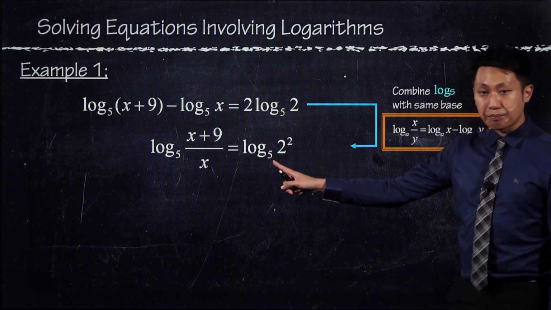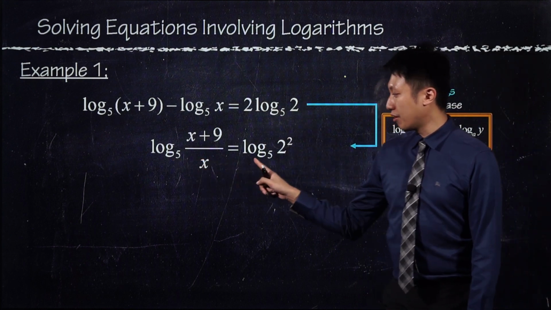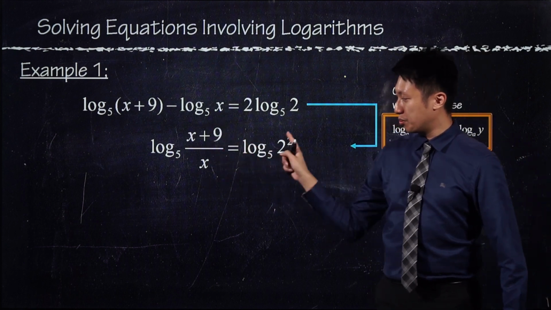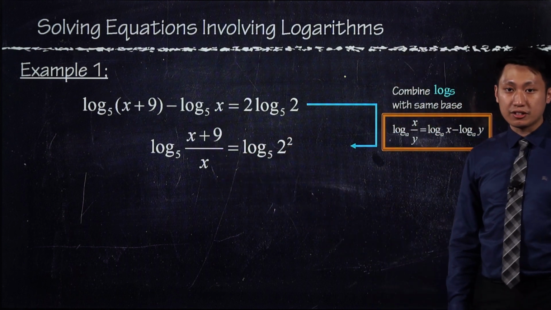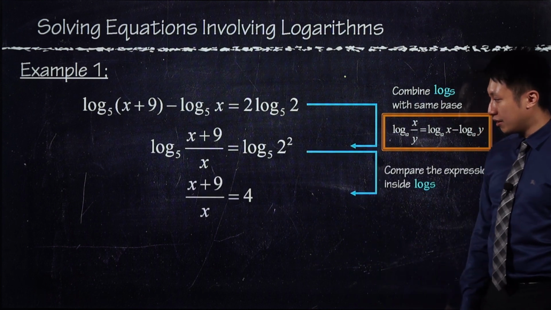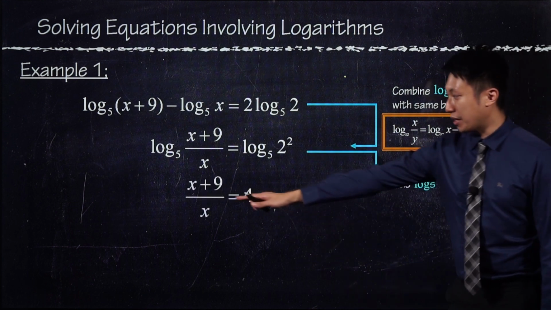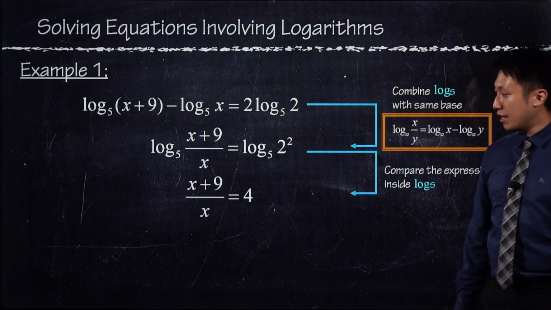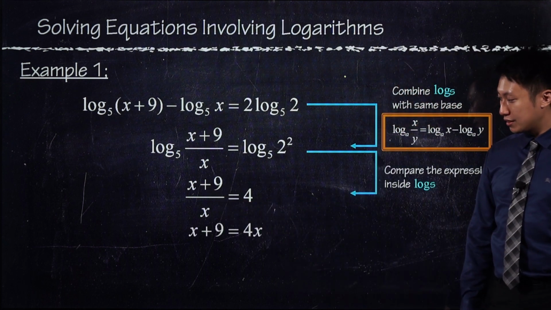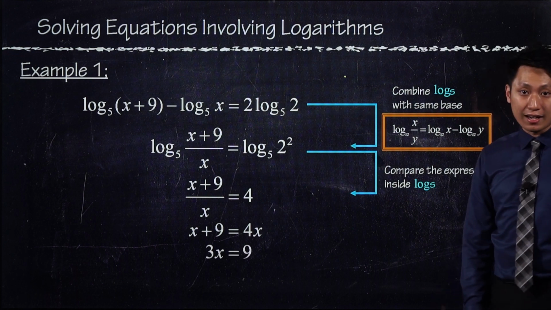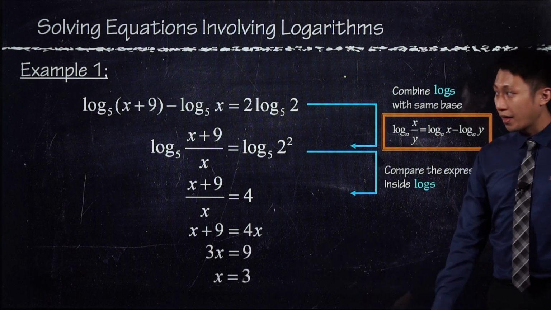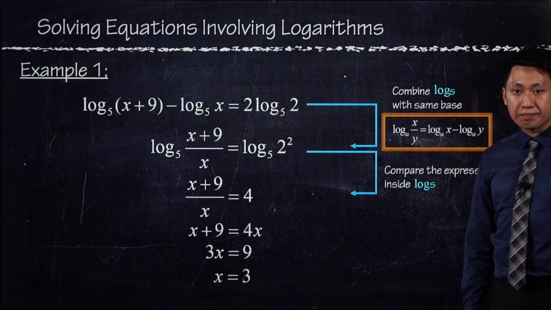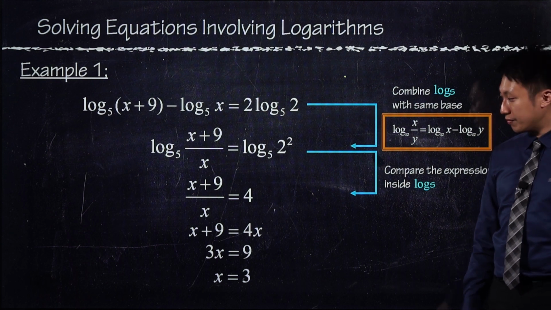So what do you see here? You see log 5, log 5. Then inside should be the same, right? So next line we would get this by comparing left and right. We have x plus 9 over x is equal to 4. Then multiply: x plus 9 is equal to 4x, hence 3x is equal to 9, hence x is equal to 3. Then you get your answer here. Alright, no problem. This is very simple.